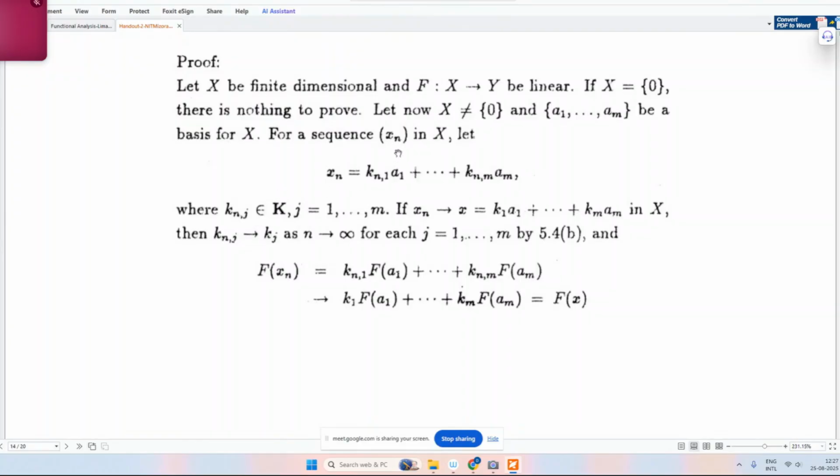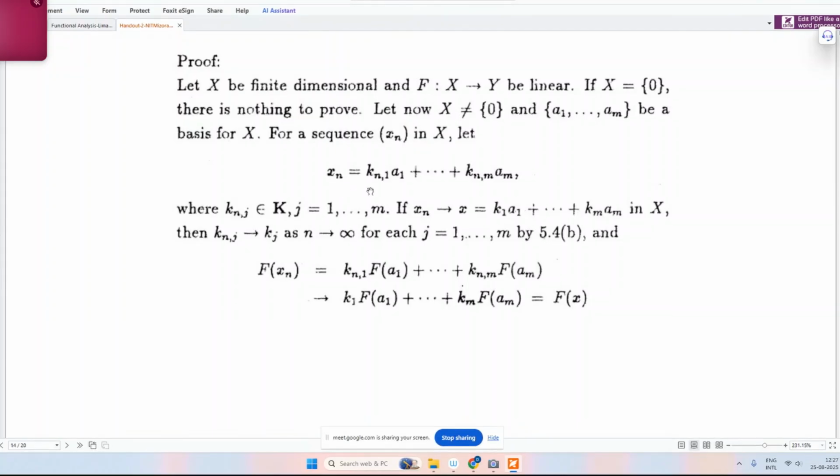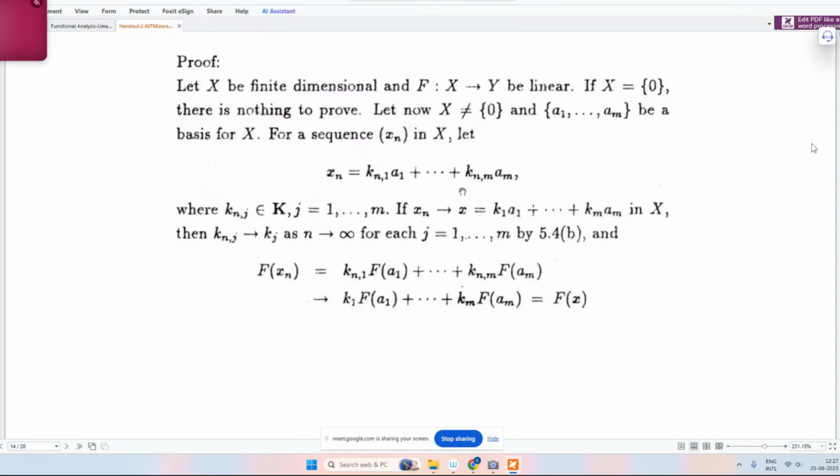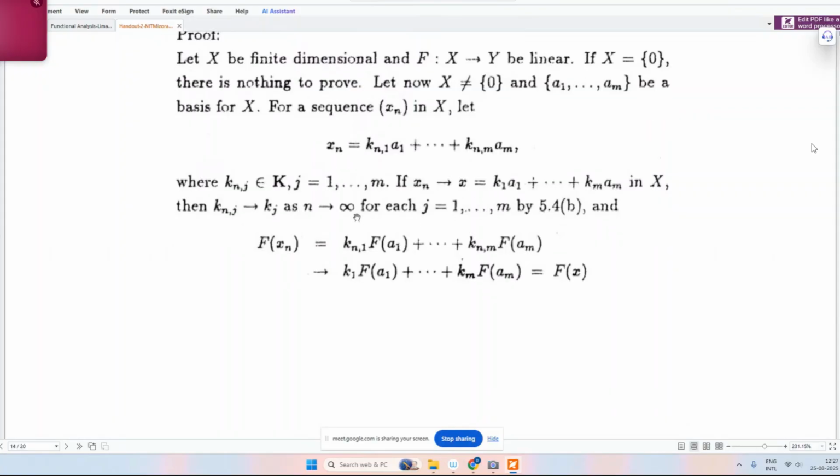Take any sequence Xn in X. Since A1, A2, ..., Am is a basis, you can write Xn as a combination of A1, A2, ..., Am. So for a fixed n, there are constants kn1, kn2, ..., knm such that xn equals kn1 a1 plus ... plus knm am. This (kn1, kn2, ..., knm) is normally called the coordinates of the point xn with respect to the basis a1, a2, ..., am. Standard.